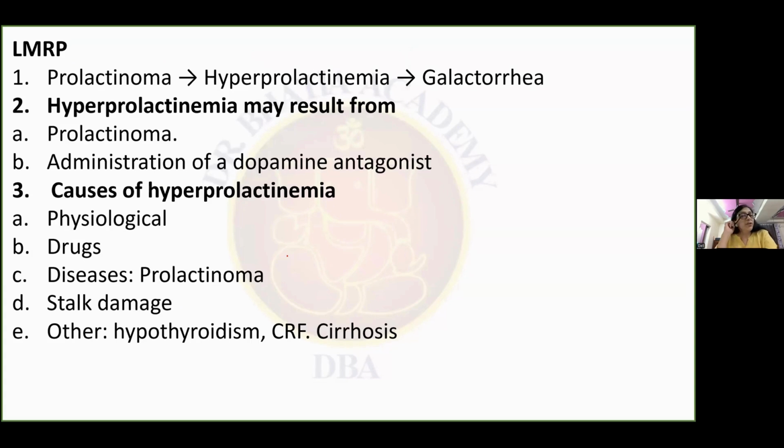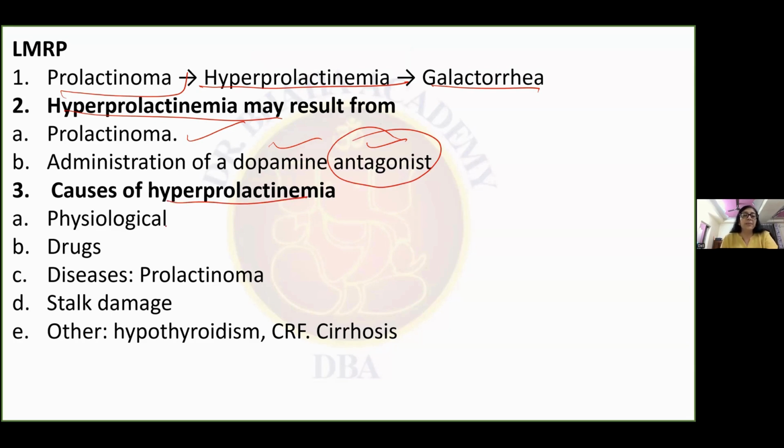So, last minute revision points for prolactinomas. Prolactinoma will cause hyperprolactinemia and galactorrhea. Hyperprolactinemia may result from prolactinoma or administration of dopamine antagonist. So if you're already giving a dopamine antagonist, that is drug induced.